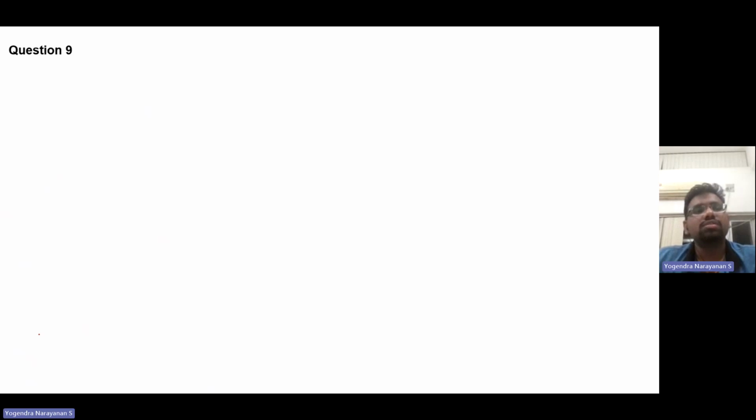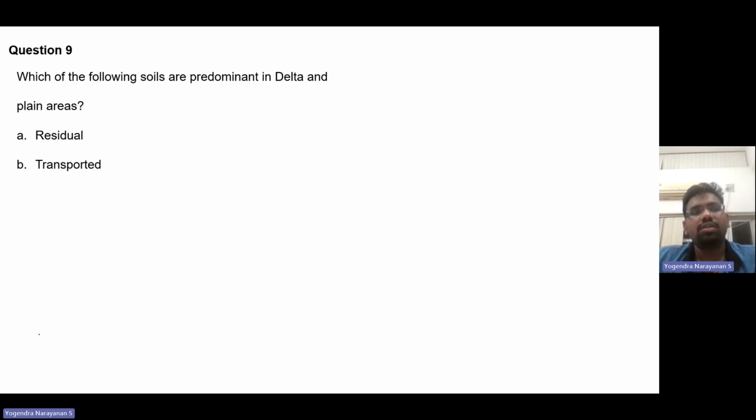So moving to the next question. Question 9. Which of the following soils are predominant in delta and plain areas? Option A, residual. Option B, transported.